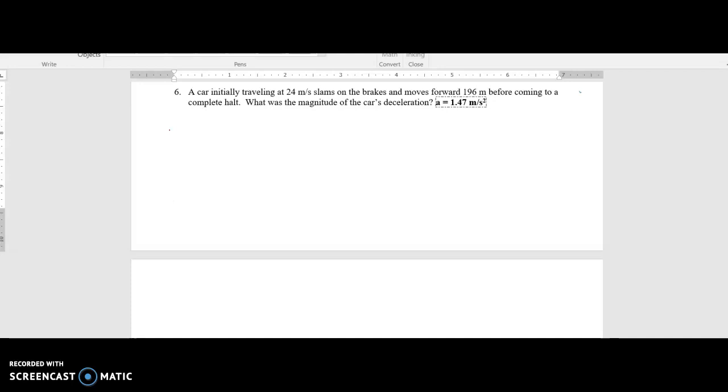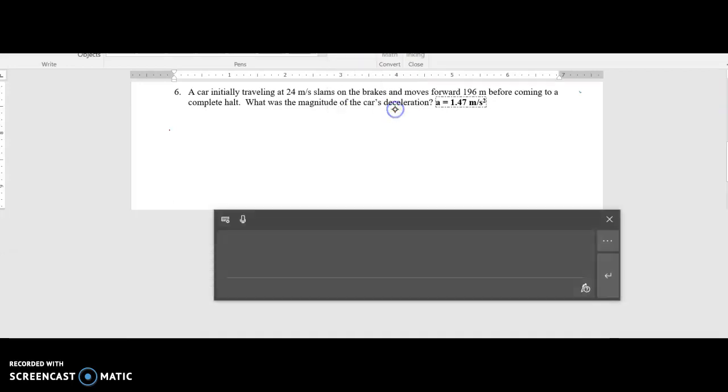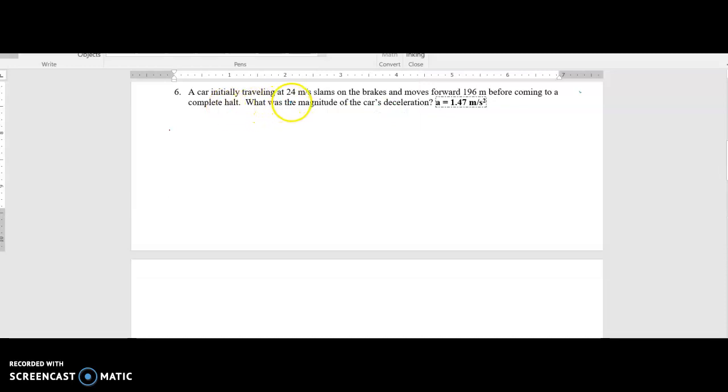Okay, so steps in order. Let's write down what the problem tells us. A car initially traveling at 24 meters per second. Oh, so we know our initial velocity equals 24 meters per second. Slams on the brakes and moves forward 196 meters. What does that describe? That is your displacement, and that's 196 meters. And this is before coming to a halt.